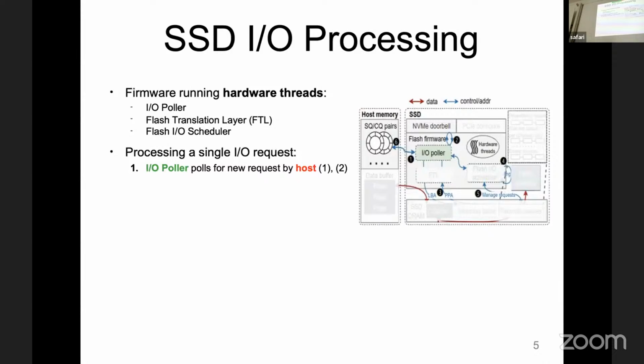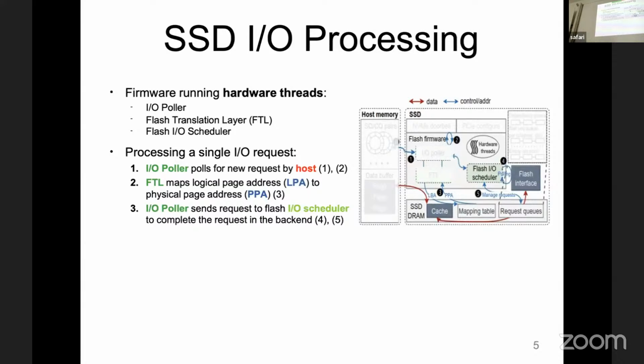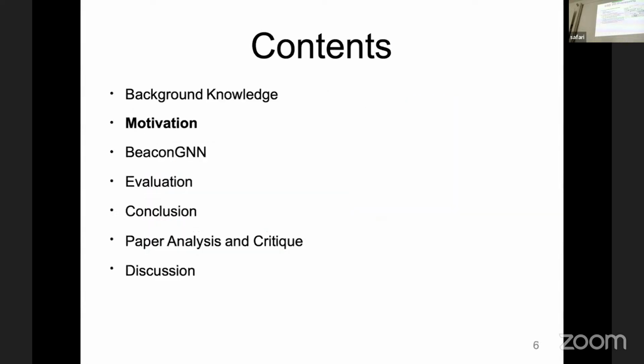To process a single I/O request, first the I/O poller gets the request from the host, which is usually put in a ring buffer. Then we do a page lookup from the logical page address to the physical page address. With the physical page address, we can then query for the page we want to the flash via the I/O poller. And after the page is fetched and put into DRAM, we can fetch it from the DRAM and then send it to the host memory again by DMA. And the I/O poller then notifies the host that the transaction has been done.